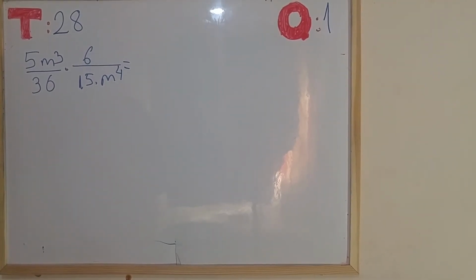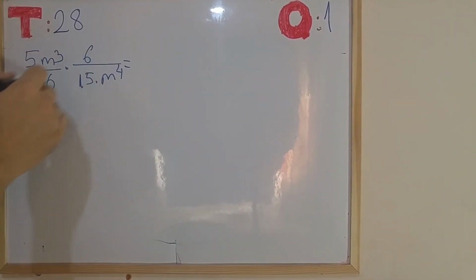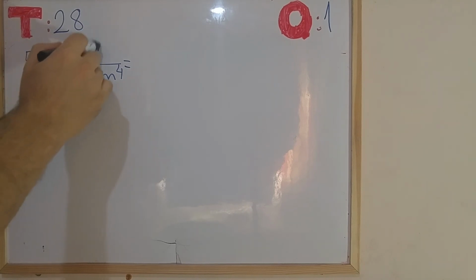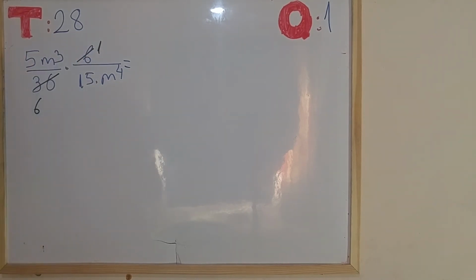Let's do the simplifications. 36 divided by 6 is equal to 1, so we have 1 here and we have 6 here. 15 divided by 5 is equal to 3, so we have 1 here and we have 3 here.